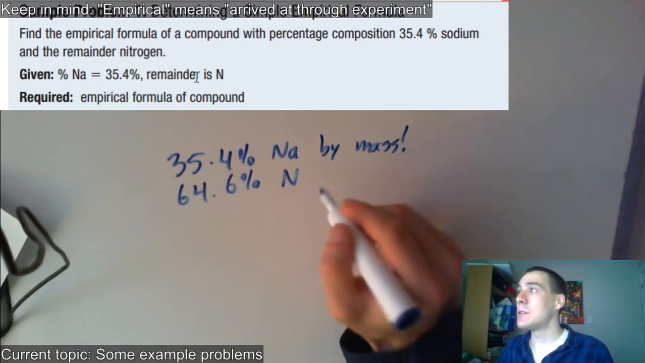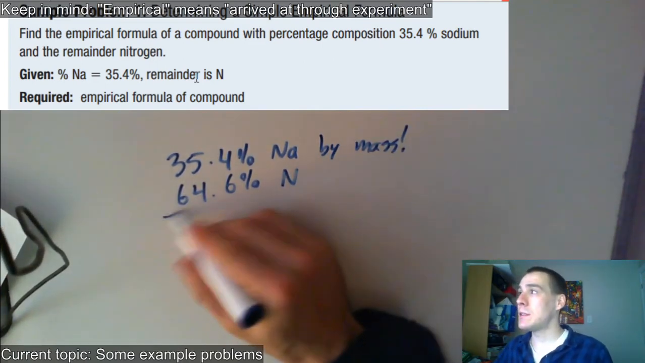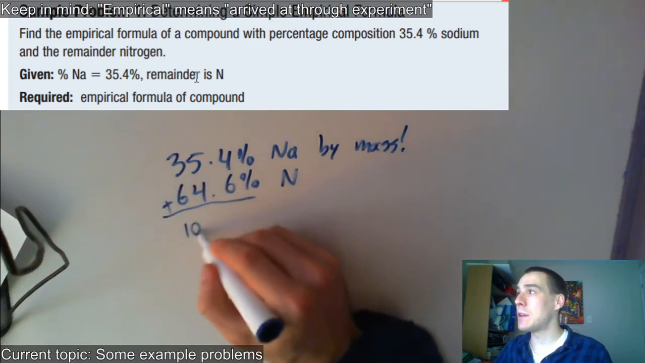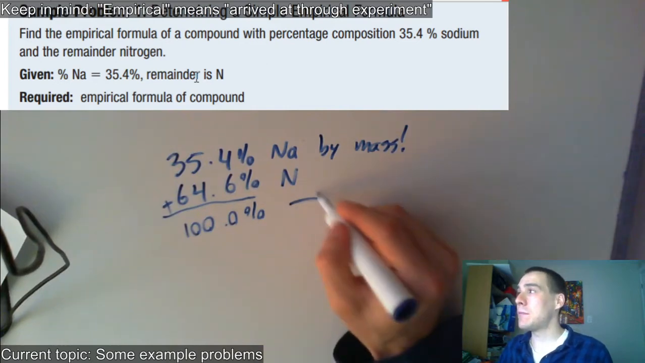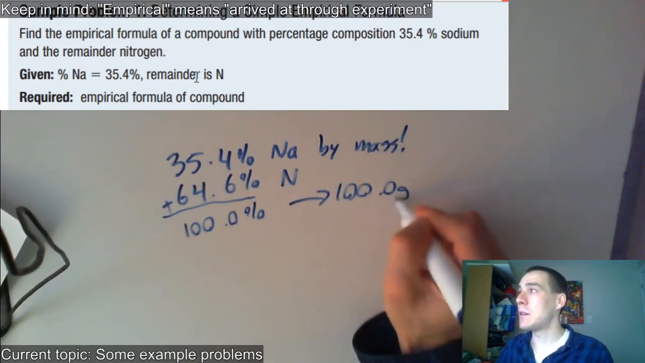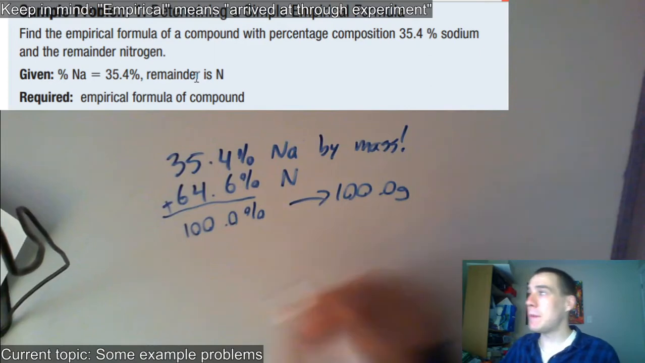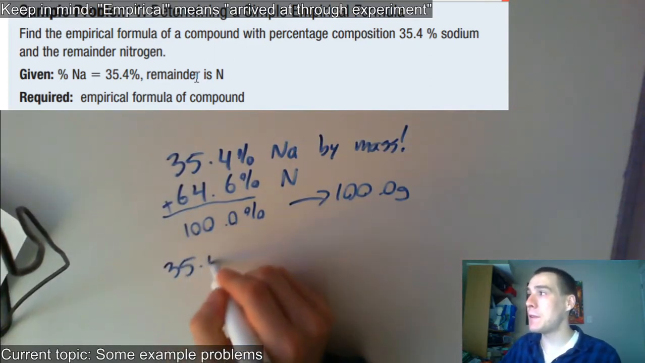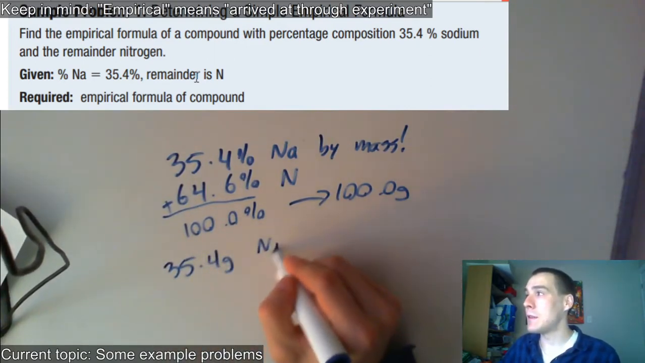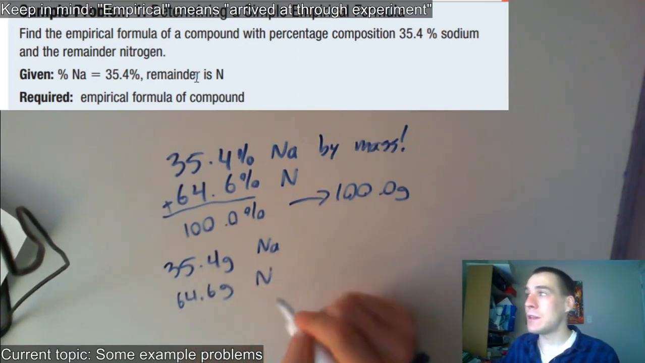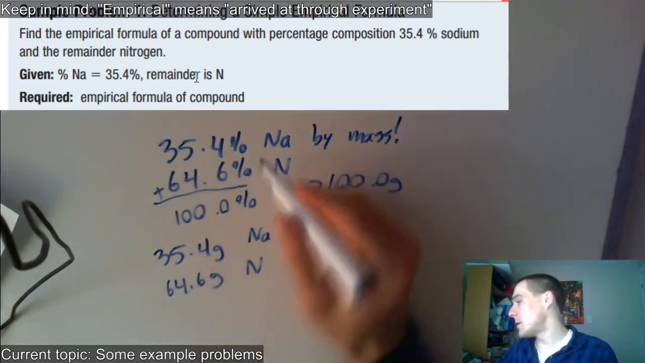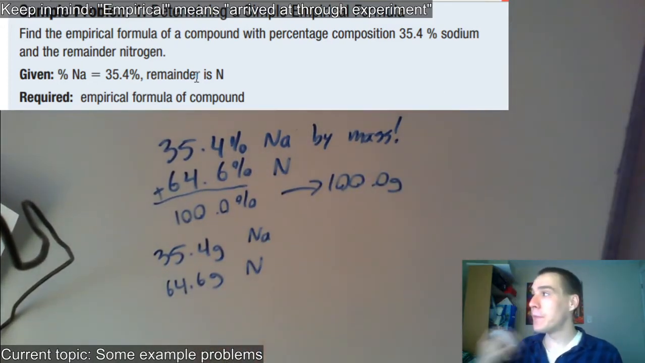By mass, so we can choose what our total is. And since these percentages add up to 100%, why not just make it 100 grams? If we make it 100 grams, then we have 35.4 grams of sodium, and we have 64.6 grams of nitrogen. We've just taken the percentages and turned them directly into masses. That's our first step. I'll explain why that's our first step in a second.